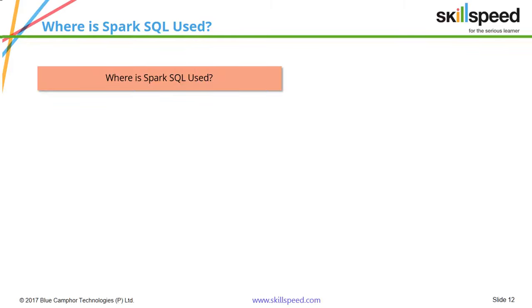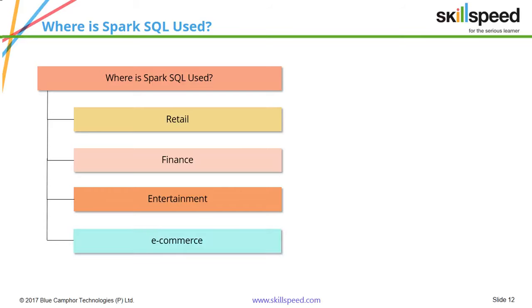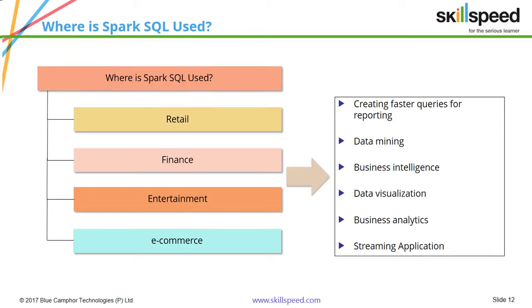So here you can see some examples of the industries which are using Spark SQL. So we have retail, finance, entertainment, and e-commerce. Spark SQL can be used for generating faster queries for reporting, data mining, BI, visualization, analytics, and so on and so forth.